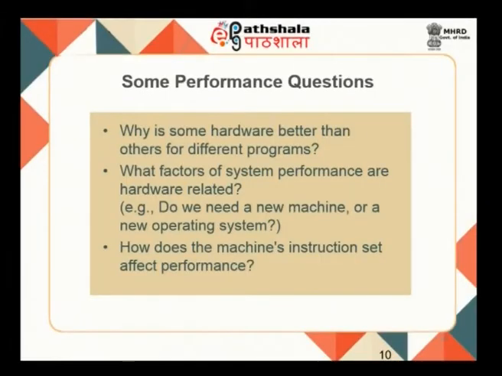So, if you look at some performance questions here, you should be able to answer some questions like this. Why is some hardware better than others for different programs? What factors of system performance are hardware relative? For example, if you want to improve the performance of a system, do we actually need to go in for a new machine, or is it enough if you update the operating system, get a new operating system? Does the hardware matter, or is it the software that matters? And how does the machine's instruction set affect the performance?